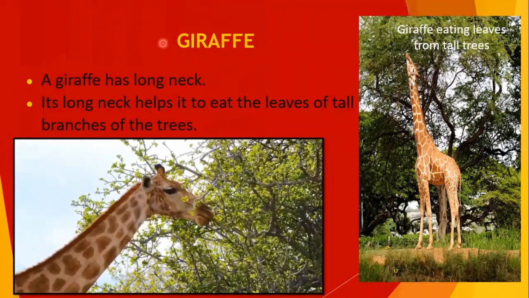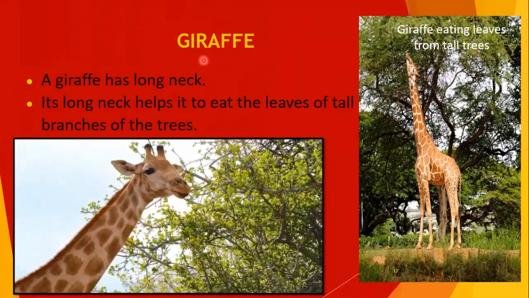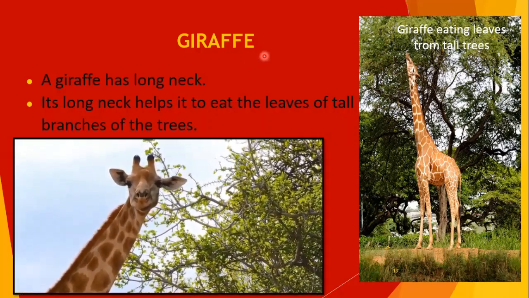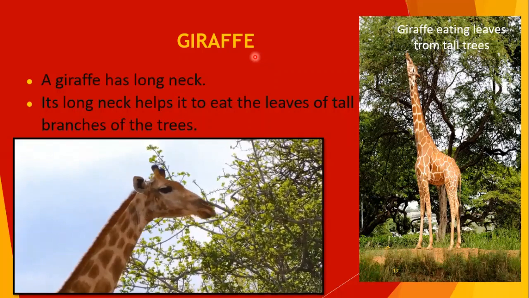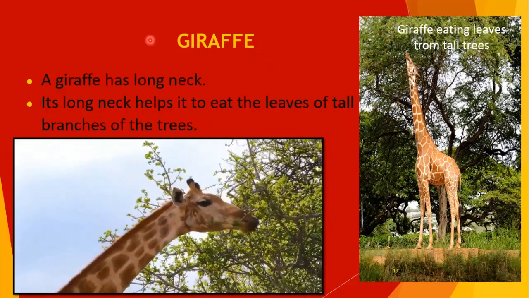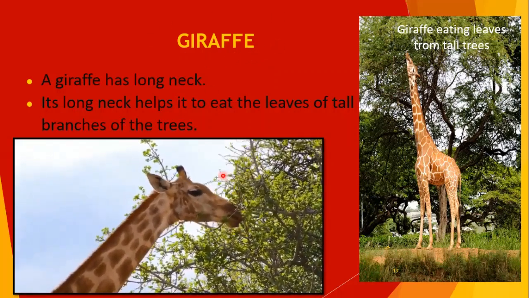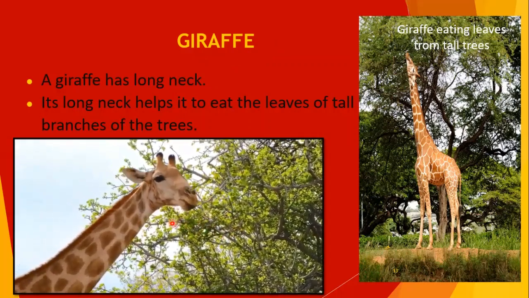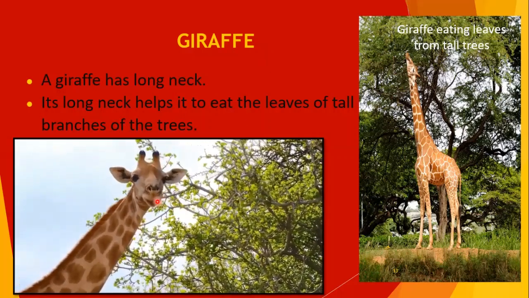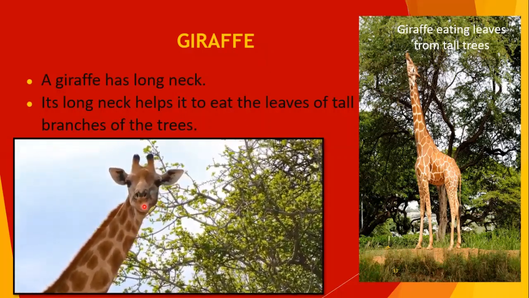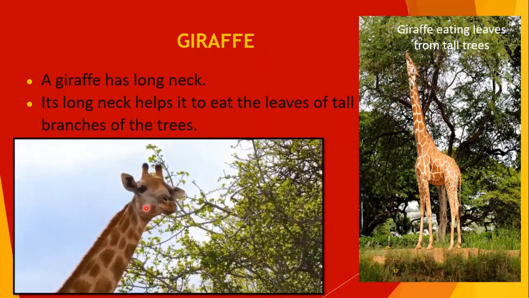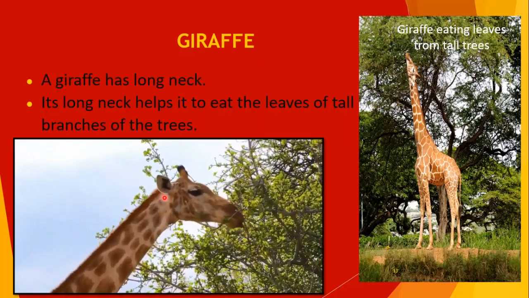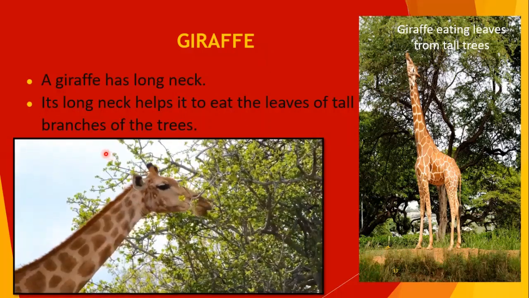Dear children, I hope you are enjoying the class and are able to understand what we have discussed till now. Now, let us study the features of giraffe. Herbivores like deer and giraffe eat grass and leaves. They have broad, flat and sharp front teeth to cut their food. A giraffe has a long neck. Its long neck helps it to eat the leaves of tall branches of the trees.